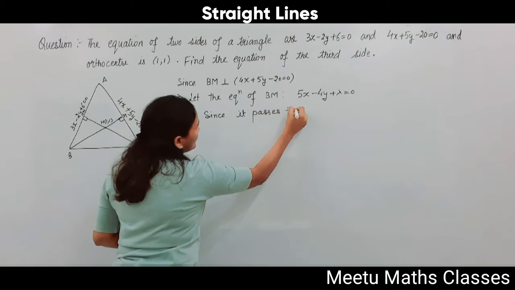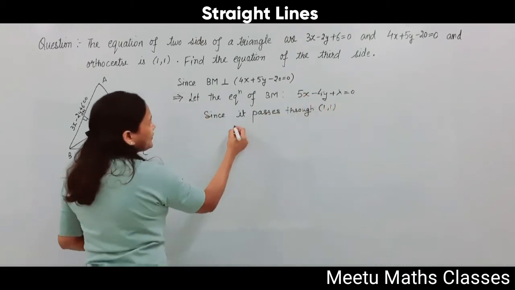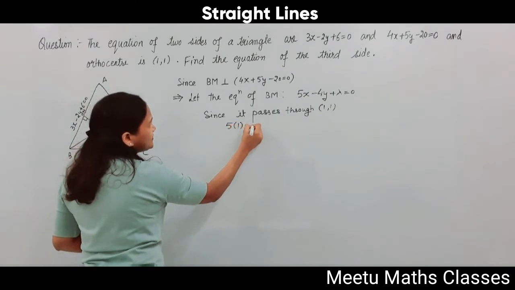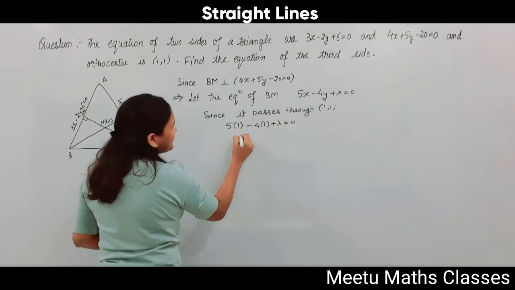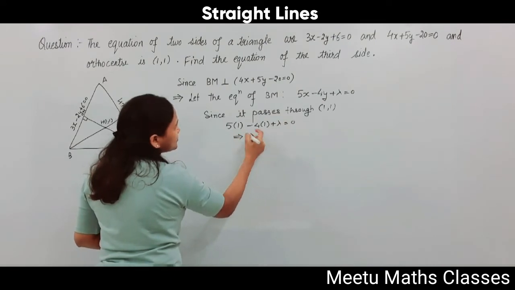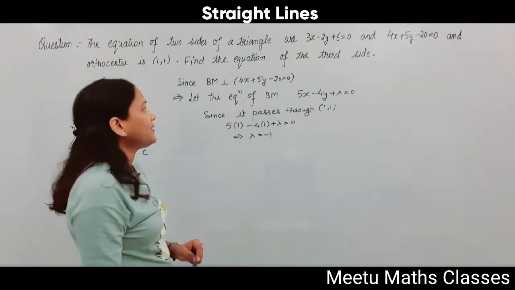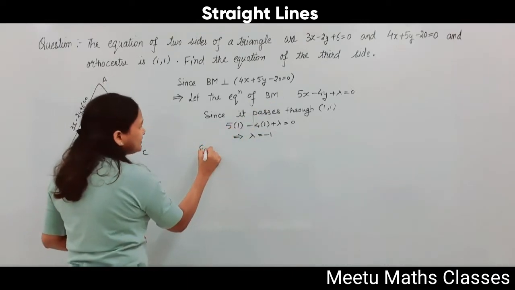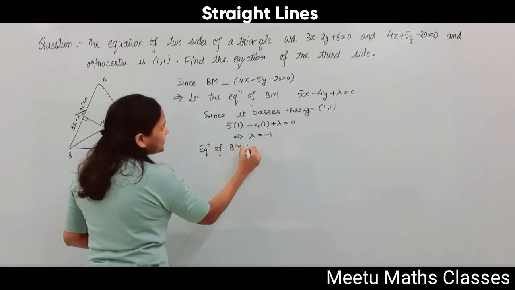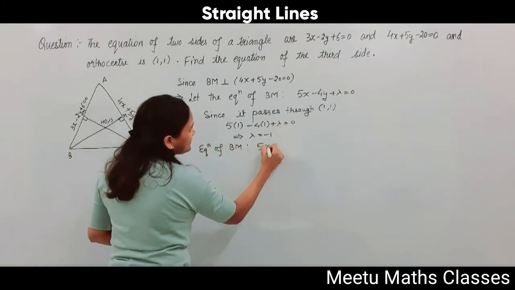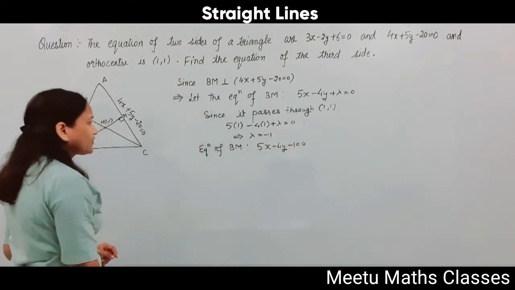So (1, 1) will satisfy this equation and we will get lambda equals minus 1. Now substituting lambda equals minus 1, we get the equation of BM. So what will be the equation of BM? 5x minus 4y minus 1 equals 0.